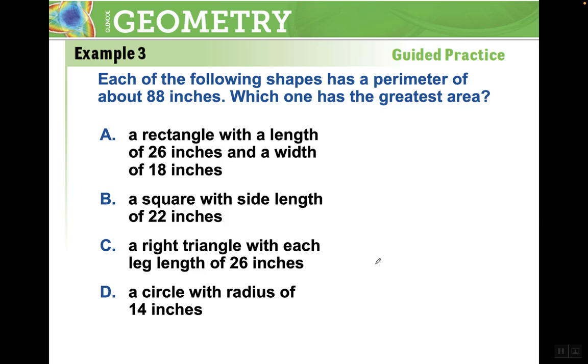Okay, here we go. Each of the following shapes has a perimeter of 88 inches. Which one has the greatest area? Okay, so if you want to pause this, you'll have to go through and find the area of each of these and then figure out which one is the largest area. So go ahead and pause it and then come back for the answer.